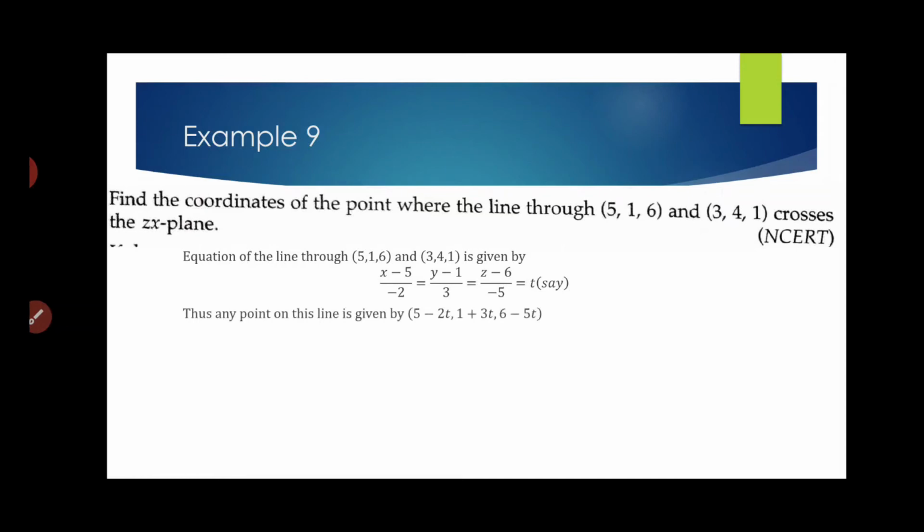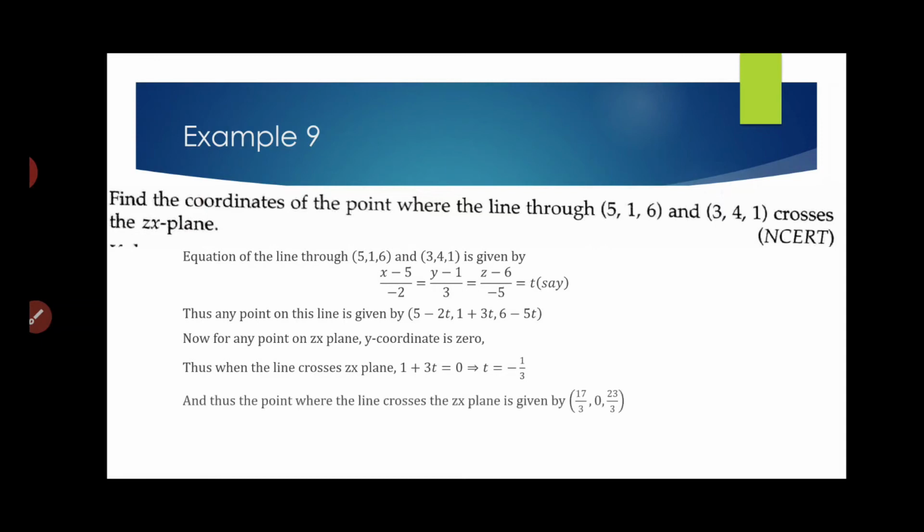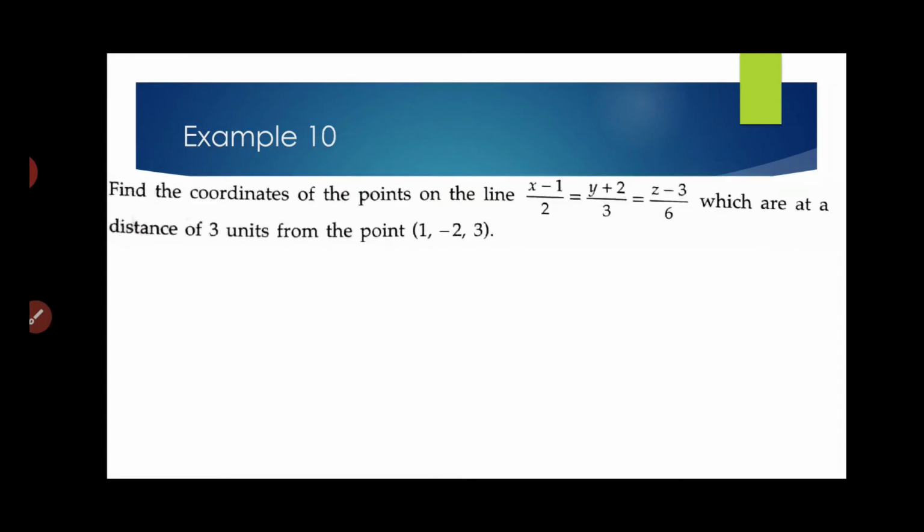Fine. So now it is told that it crosses the zx plane. So if it is crossing the zx plane, I know that the y coordinate has to be 0, because on the zx plane the y coordinate is always 0. So let us put the y coordinate equal to 0. So 1 plus 3t equals 0, so t becomes minus 1 by 3. Let us put it back into the coordinates. Therefore the point on the zx plane through which the straight line passes is given by (17 by 3, 0, 23 by 3). Fine.